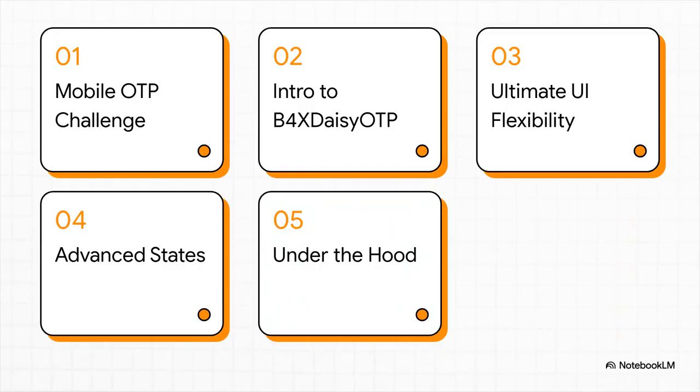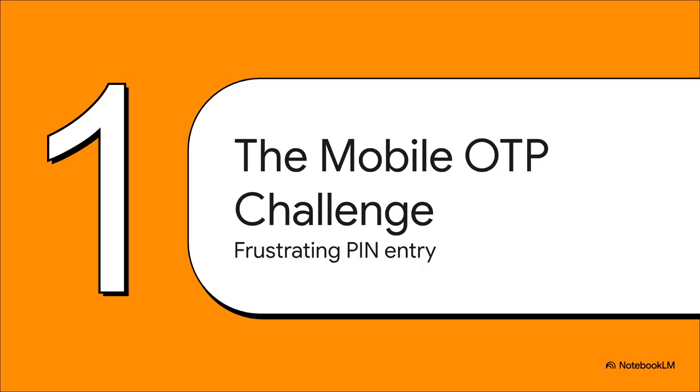Our roadmap for today is pretty straightforward. First, we'll cover the mobile OTP challenge, then introducing B4XDaisyOTP. Third, ultimate UI flexibility. Fourth, advanced states and patterns. And finally, under the hood mechanics. Let's get into it. Section 1.